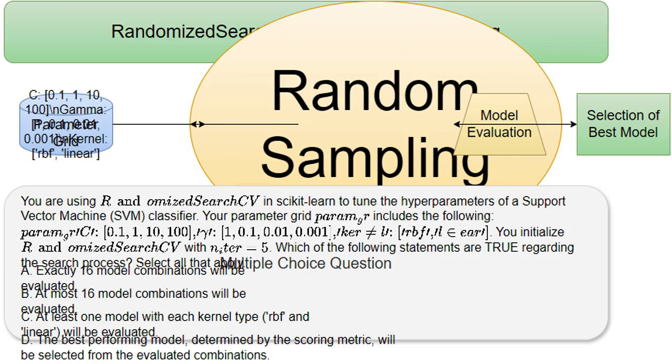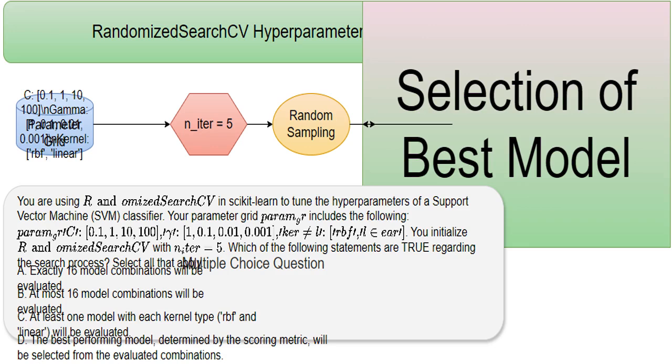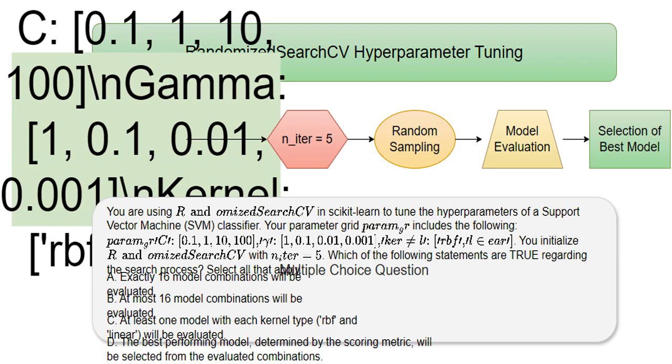This describes the process of assessing how well each sampled model performs using a specified scoring metric. The performance is evaluated on a dataset not specified in the question but essential for the algorithm to work. This is a meta-statement, indicating that what follows is a multiple-choice question to test the understanding of the previously explained concepts. This parameter controls how many random samples RandomizedSearchCV takes from the 32 possible combinations. Here, only 5 combinations will be randomly chosen and evaluated.